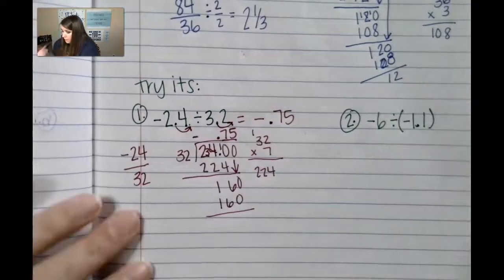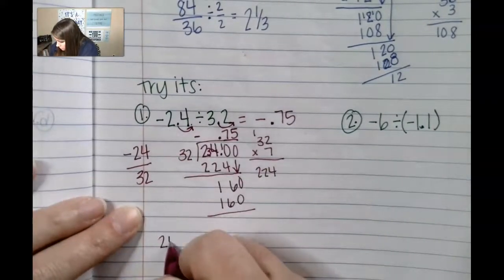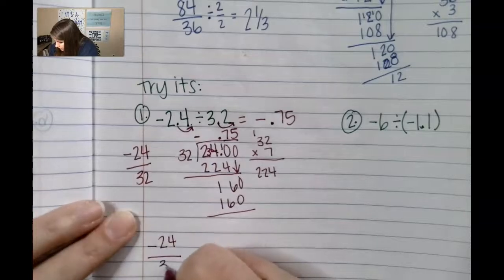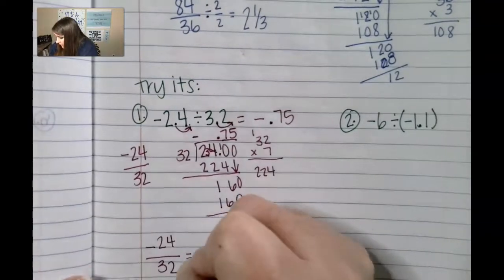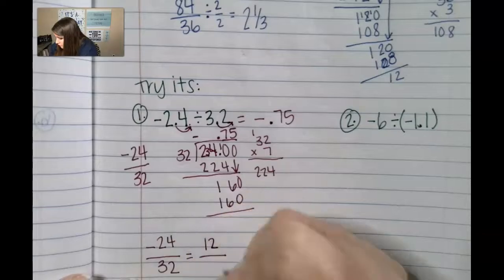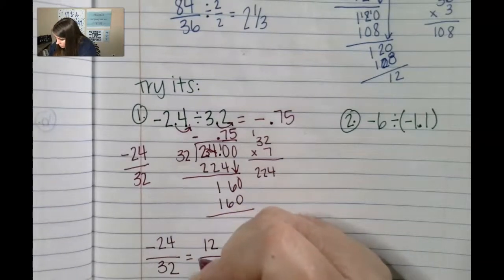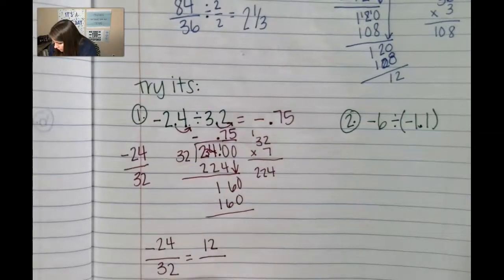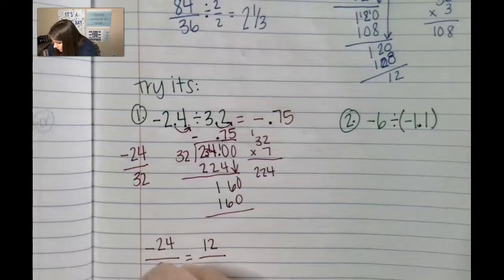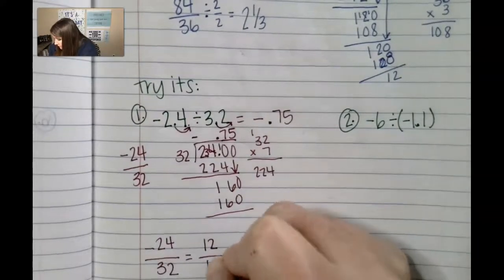So 0.75, or negative 0.75. If you wanted to look at this as negative 24 divided by 32 like a fraction, you could reduce this in half. That would give you 12 over, what's 32 in half? 32 divided by 2. I don't know why my brain's not working right now. 16, and then cut that in half again.